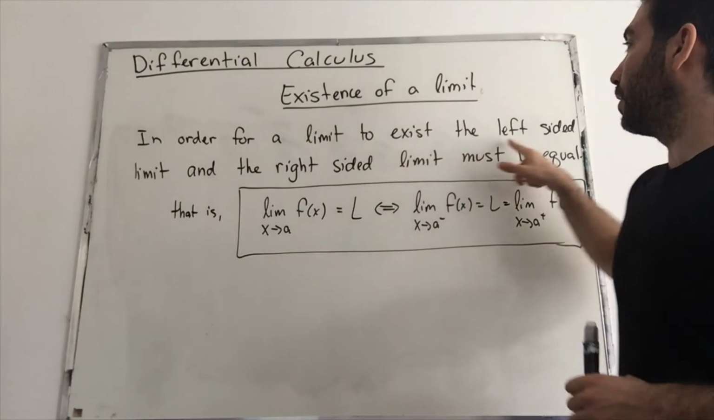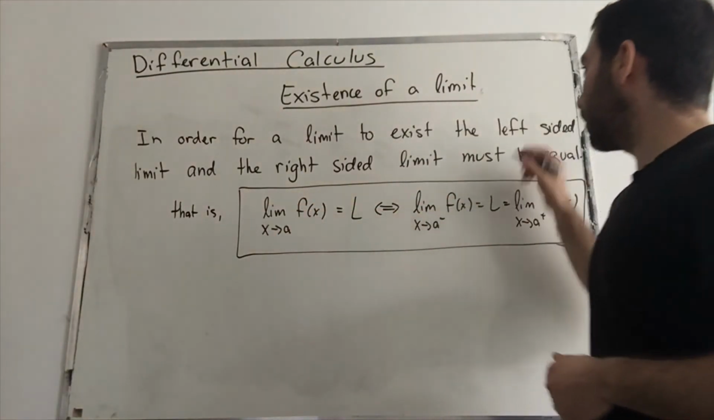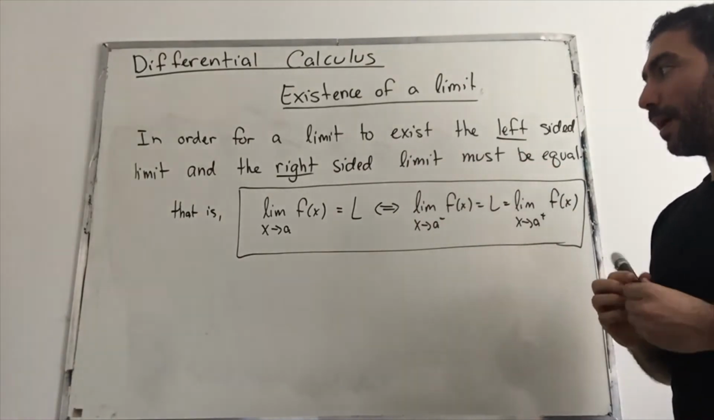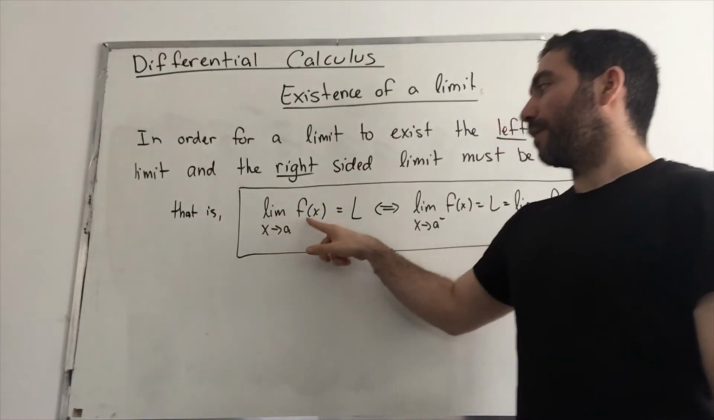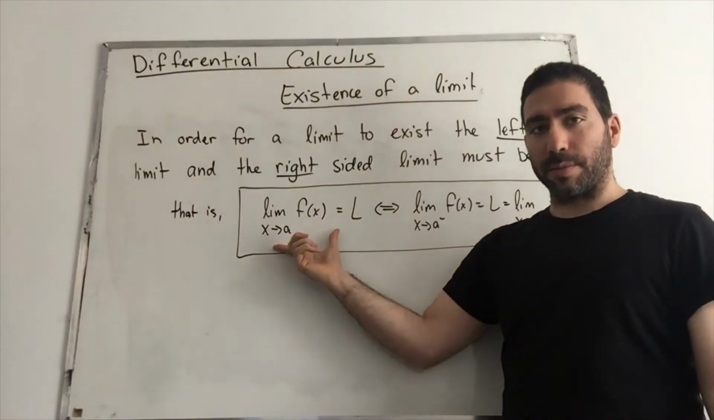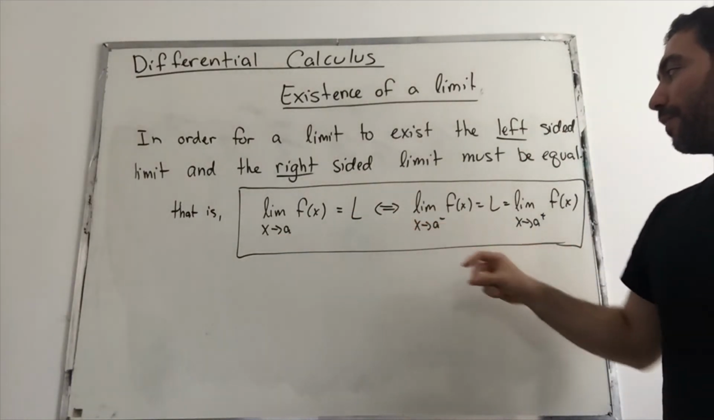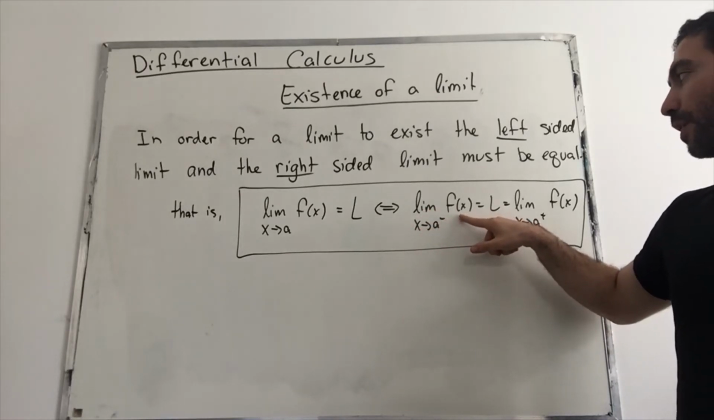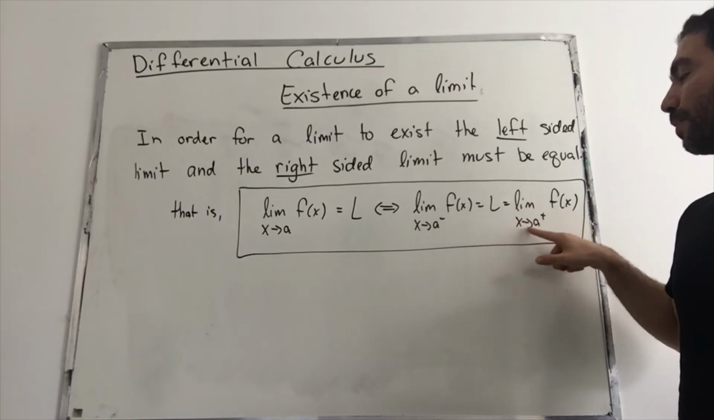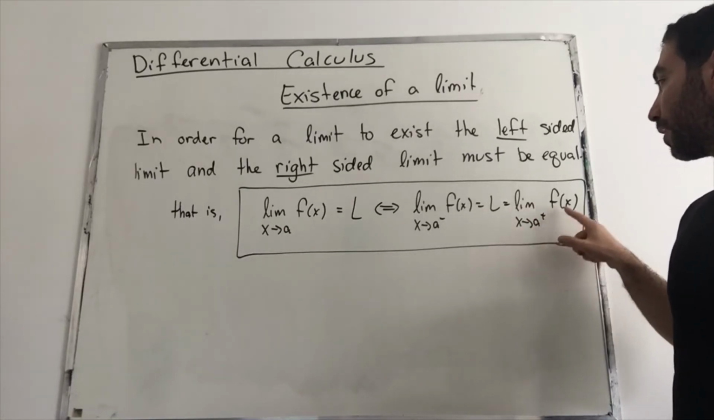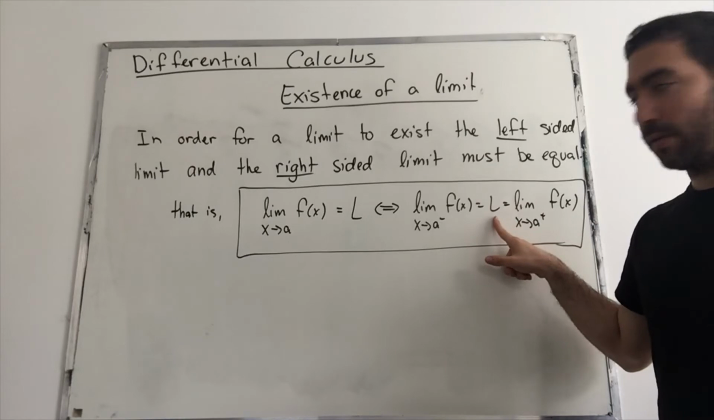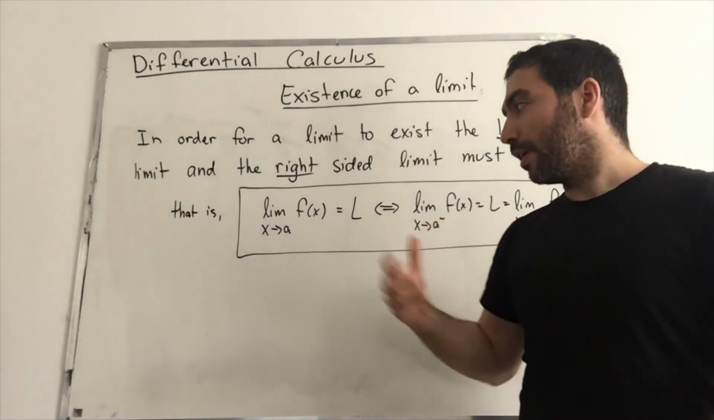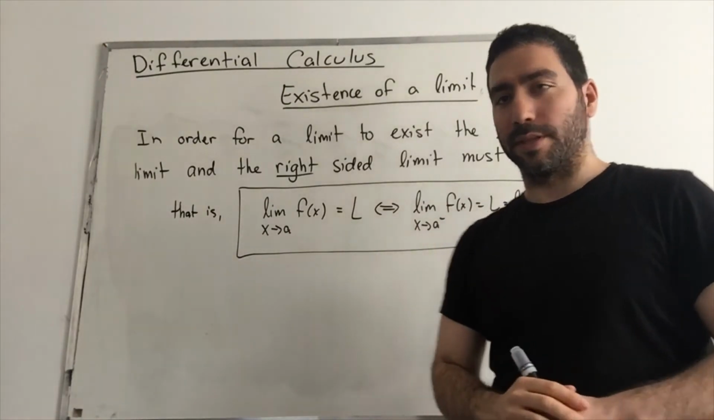So in order for a limit to exist, the left-sided limit and the right-sided limit must be equal. So in math, the way we could write it is that the limit as x approaches a of f of x equals L. That's just the regular limit. It's equal to L if and only if the left-sided limit, the limit as x approaches a from the negative side, the left side, of f of x equals L, and the limit as x approaches a from the positive side, or the right side, of f of x equals that same L. Okay, so if the left-sided limit and the right-sided limit give us the same value, then we state that the limit exists. This is an important notion.